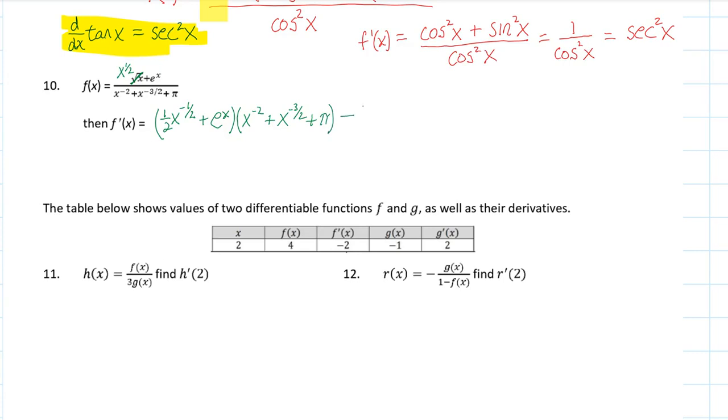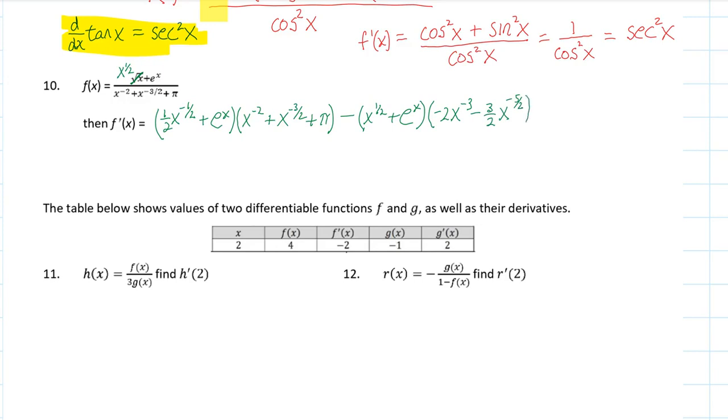minus the first, that's x to the 1/2 plus e to the x, times the derivative of the bottom. I got to be careful here. We got a negative exponent, so that's going to be negative 2x to the negative 3rd, plus, actually, I'm going to be bringing down a negative exponent there. I'm going to bring down a negative 3/2, so negative 3/2 times x, subtract 1 from the exponent, that's negative 5/2.